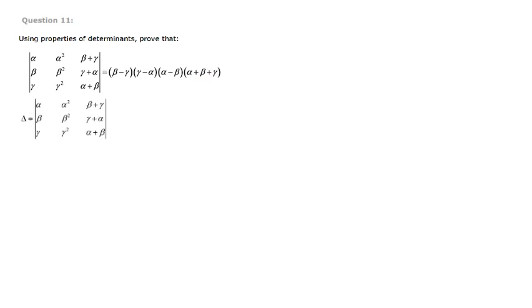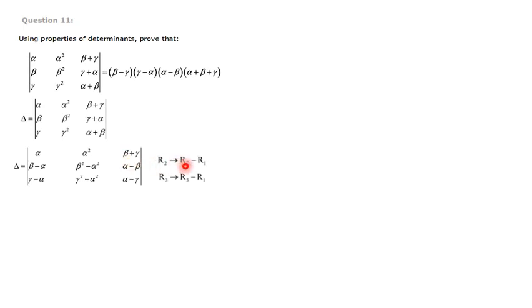So let's take the given determinant which is on the LHS as delta. Delta is equal to determinant alpha, alpha square, beta plus gamma; beta, beta square, gamma plus alpha; gamma, gamma square, alpha plus beta. Here let's take the operation as R2 changes to R2 minus R1 and R3 changes to R3 minus R1. Here first row remains the same, that is alpha, alpha square, beta plus gamma.